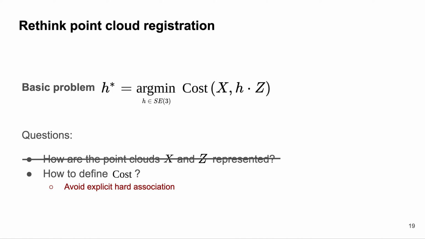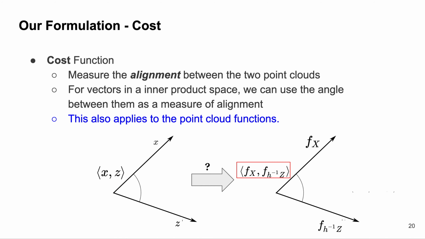Now that we have the continuous function representation for the point clouds, we want to define a cost function for it. We want the cost function to avoid the explicit hard data association. The cost function should measure the alignment between the two point clouds. For vectors in the inner product space, we can use the angle between them as a measure of alignment, and this also applies to point cloud functions.